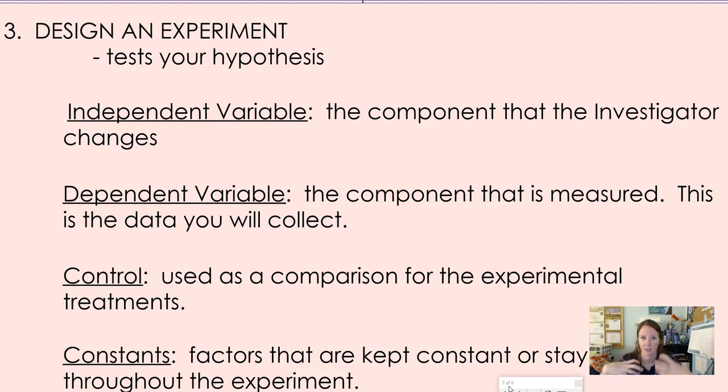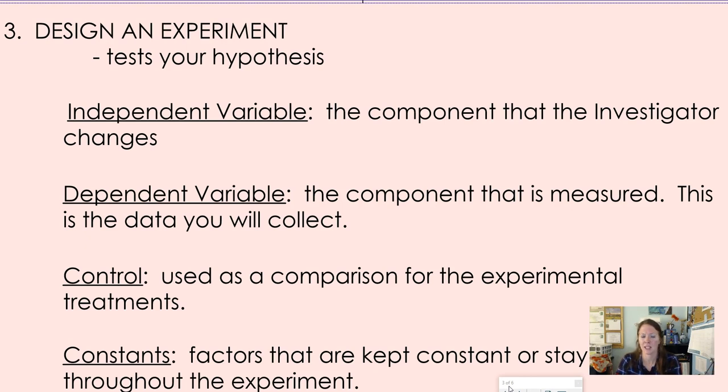to change or manipulate. So in my experiment, the thing that I'm going to change is the amount of light my plants get. So my independent variable is that light or no light. That's the thing that I am changing, I'm manipulating. Whereas the dependent variable depends on my independent variable. That's the thing that's going to change based on my independent variable.